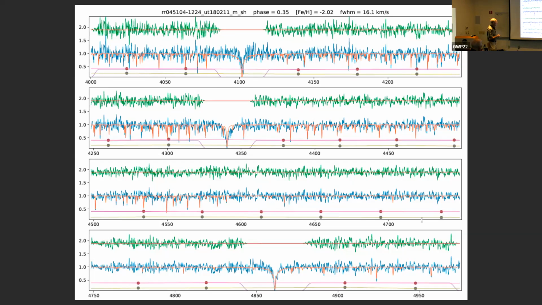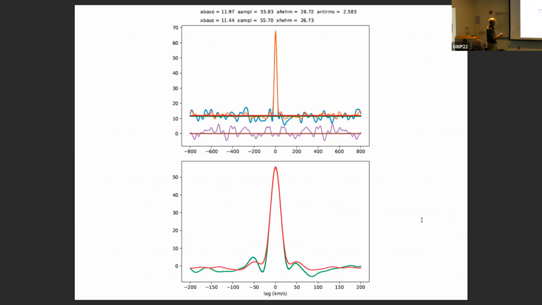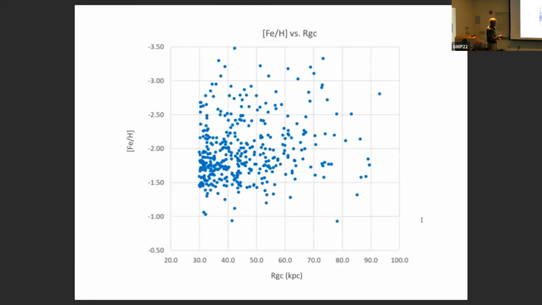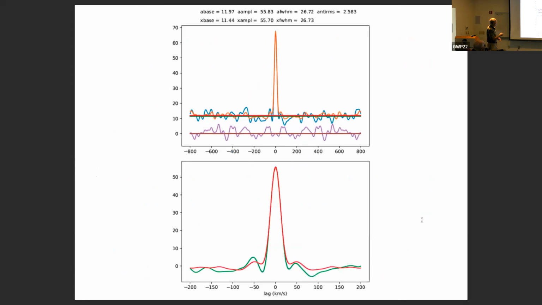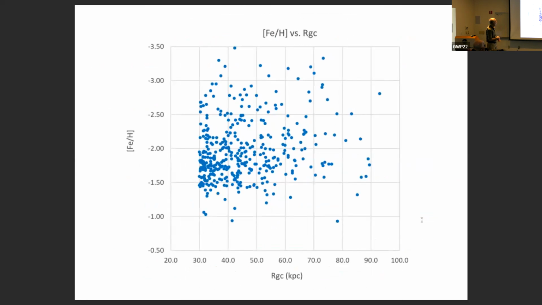Okay, so then you get the correlation functions, and you can see they really match when you have the right one. You can estimate the error from the baseline noise of the correlation function. Okay, so then we have metallicities, we have positions. You can plot the metal abundance versus the radius from the galactic center, and this is what you get. You can see there are very few metallicities that are more metal rich than about -1.4. There are some, which we know at least some of these are good, that are more metal poor than -3.